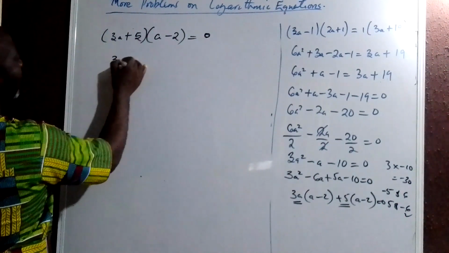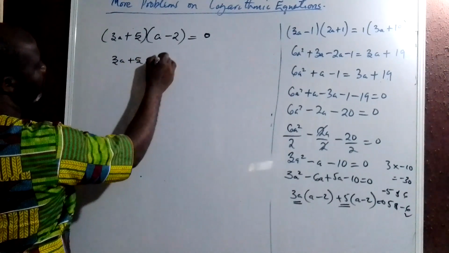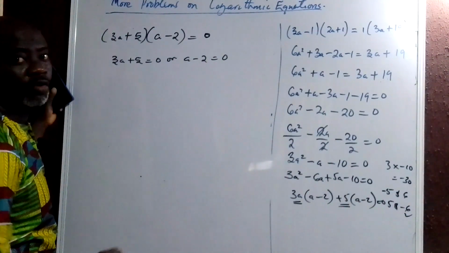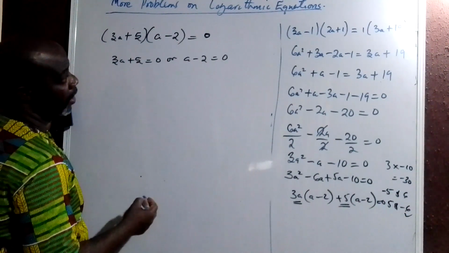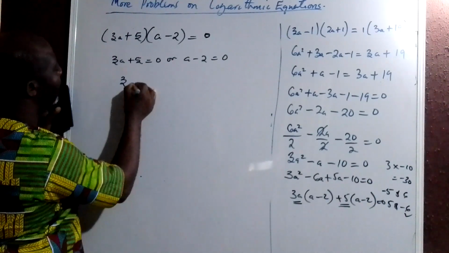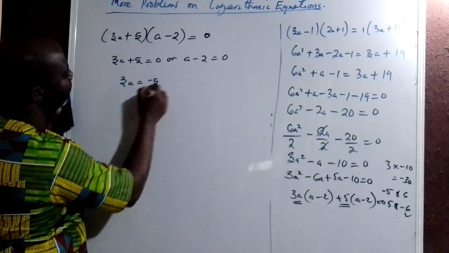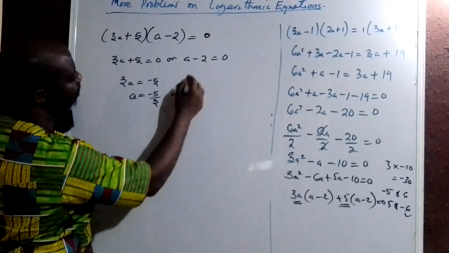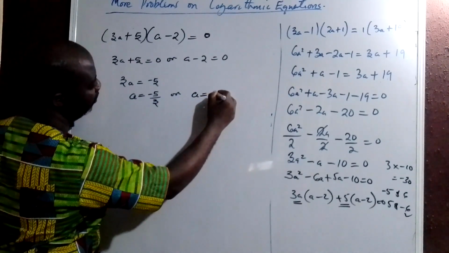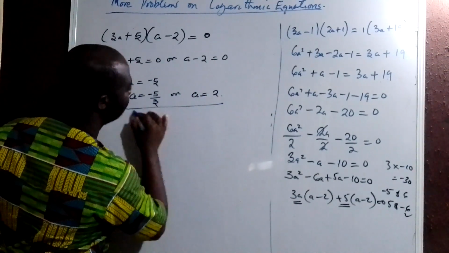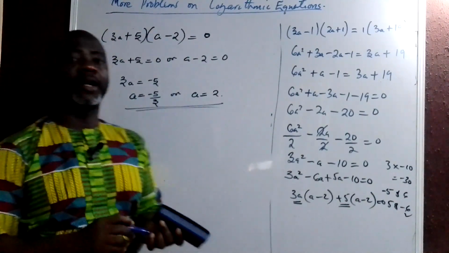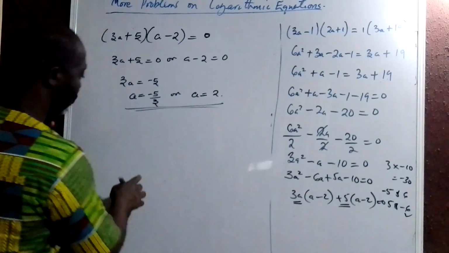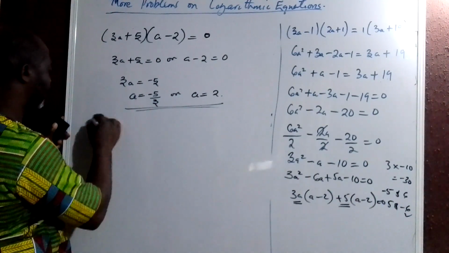So from here we have 3a plus 5 equal to 0, or a minus 2 equal to 0. So 3a equal to minus 5, that gives me a to be minus 5 over 3. And of course, the second solution will be a equal to 2. So these are the two solutions for a. Don't forget that in the original equation, there is nothing like a. We don't have anything a there.